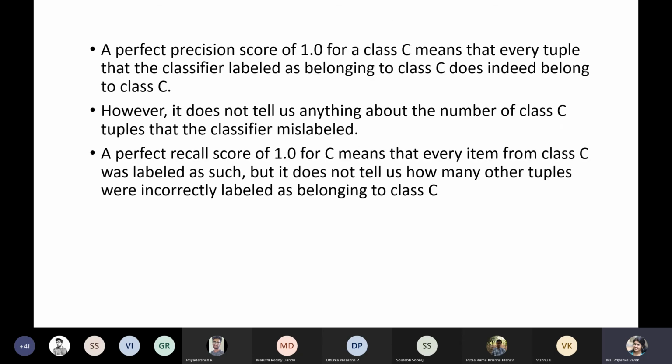We are saying that a perfect precision score of 1 would mean that every item the classifier labeled as belonging to the class does indeed belong to that particular class. Of course, we are not talking about the mislabeled ones. We are just saying what percentage of labeled ones are correctly labeled. That's what we are talking about with precision, and the same way with recall.